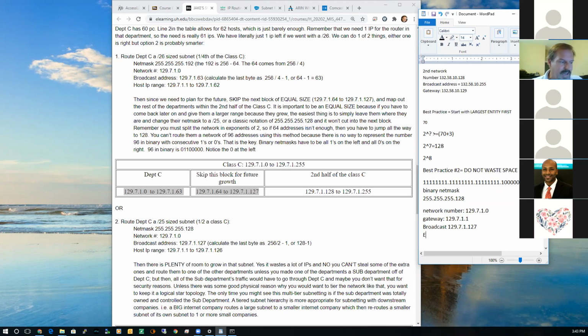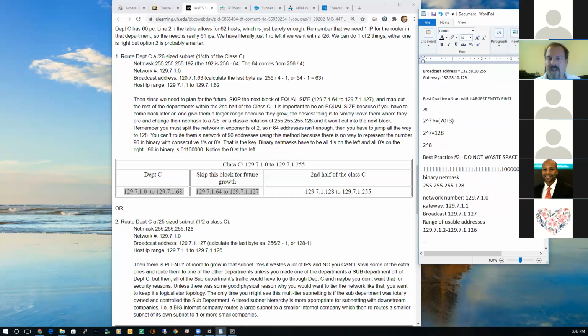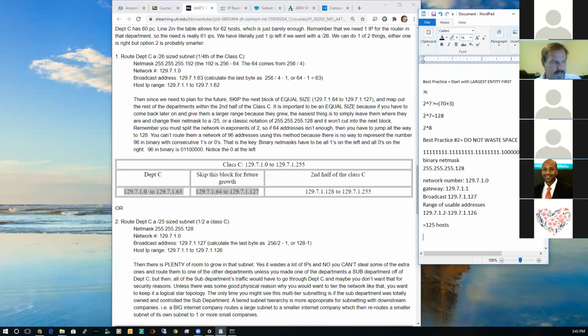7.1.127, the range of usable addresses in this case is 129.7.1.2, because I can't use 1. It's allocated for the router, all the way through the number just before broadcast, 129.7.1.126. And if you do the math on that, how many hosts can you have? 125 hosts. You could have also taken 128 and subtracted the 3 from it.